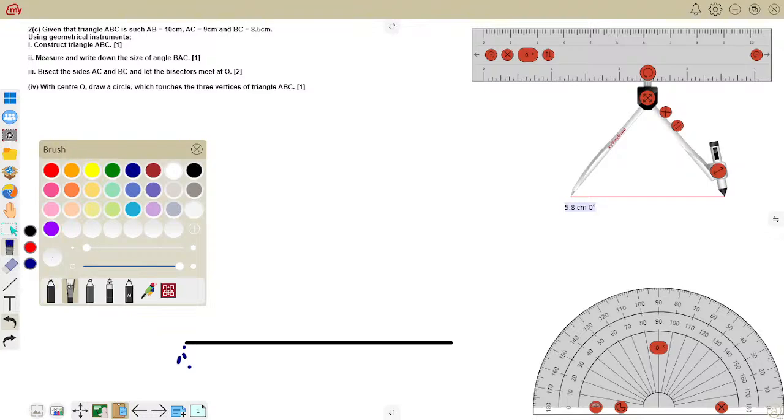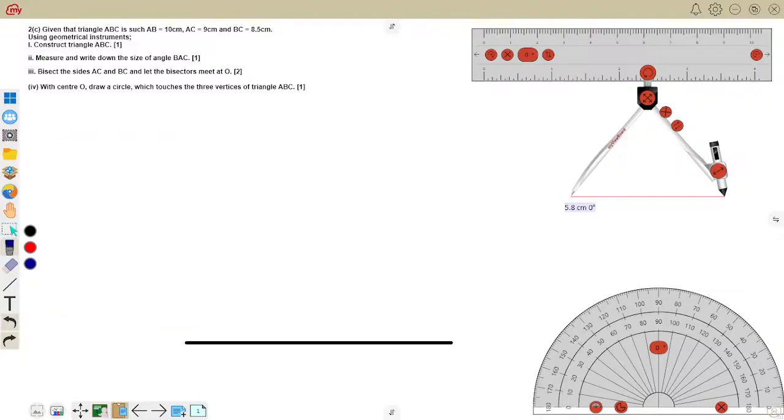Okay, this one is A because I didn't write properly there. So this one will be called A and this one is B. Now we have drawn the line AB. Next we draw the line AC, which is equal to 9 centimeters.